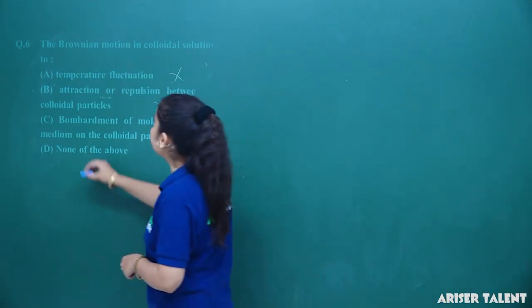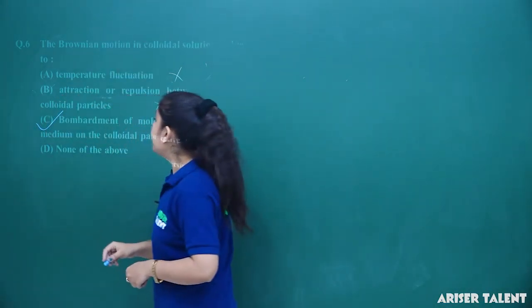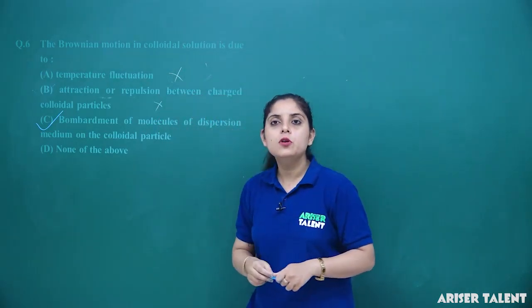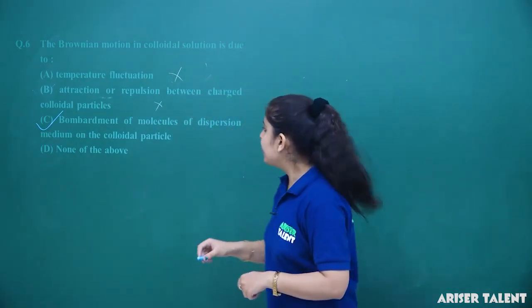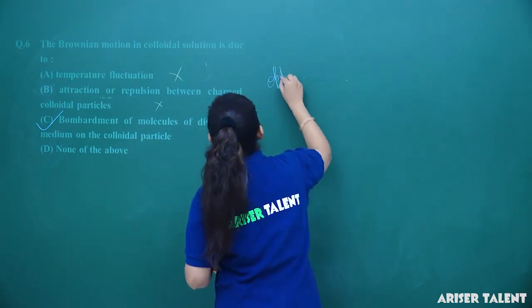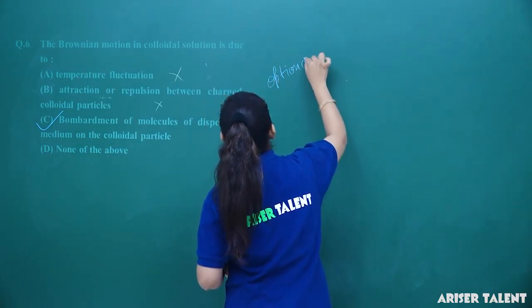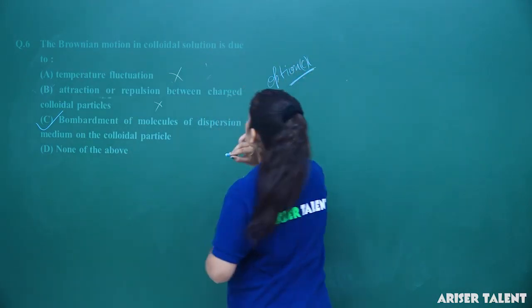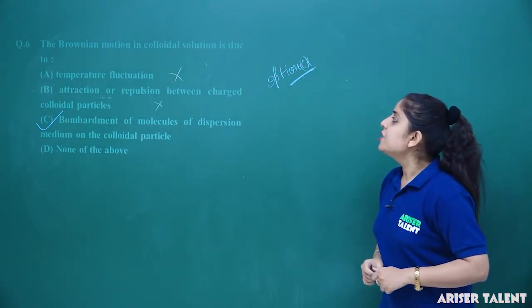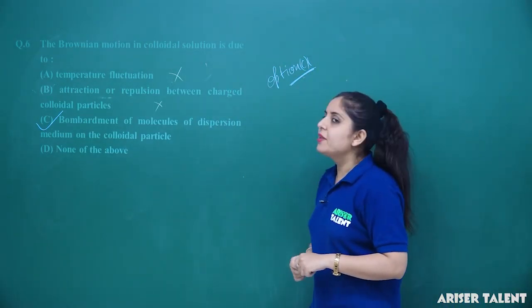So you can see that option number C will be the correct one, but you have to read option number D too. So none of these is not a correct answer. So I found here that option number C is correct. Now let's move forward to question number 7.